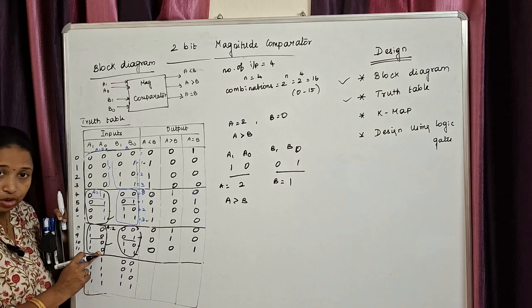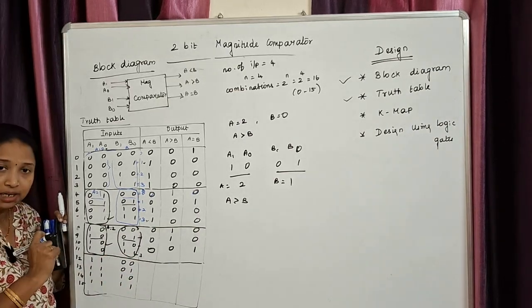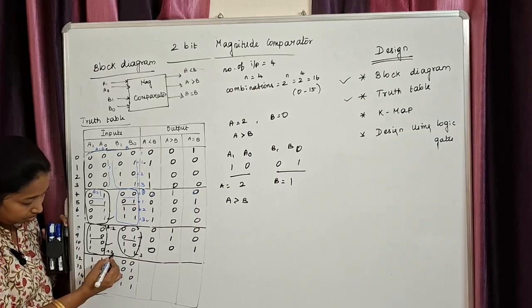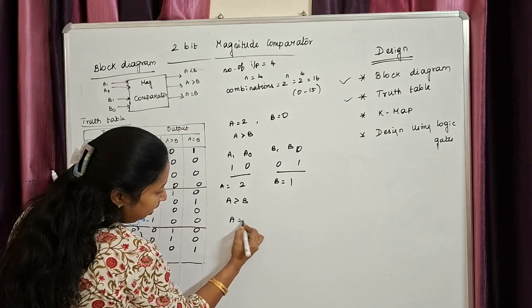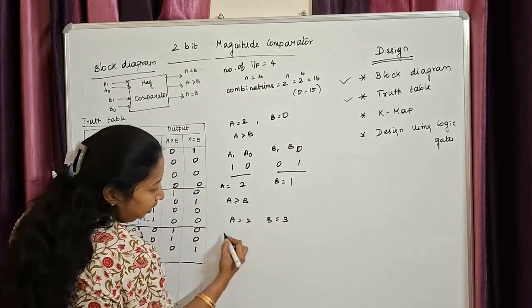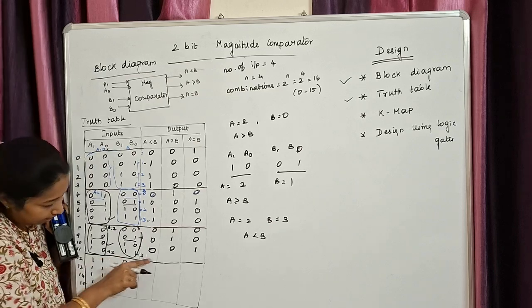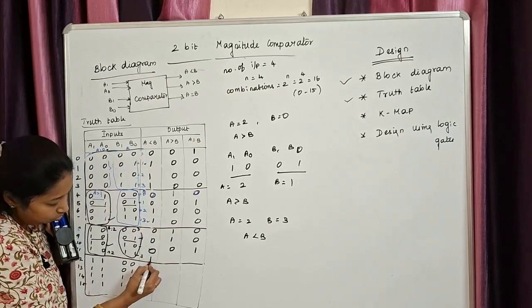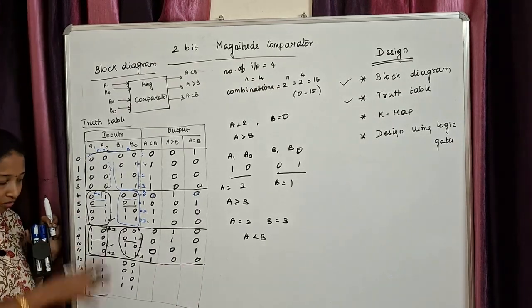Now, what is the last combination for this particular block? Here A is equal to 2. Here B is equal to 1 and 1. The output for this is number 3. Here it is 2 and here it is 3. So, A equal to 2, B equal to 3. In terms of A, A is less than B. Right? So, A less than B. Where is A less than B? Here you will mention 1 and for the other conditions you will mention 0. Is it clear how to fill the block?